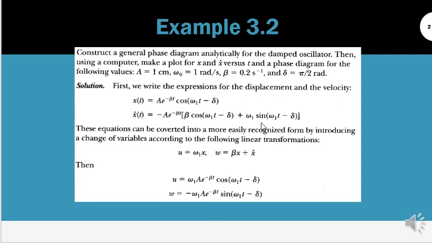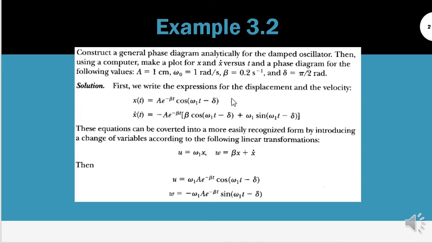Second inverse, and we have here delta equal to pi over 2 rad. So we have here the solution. First we write the expression for the displacement and velocity.